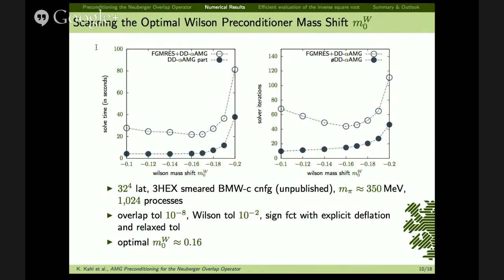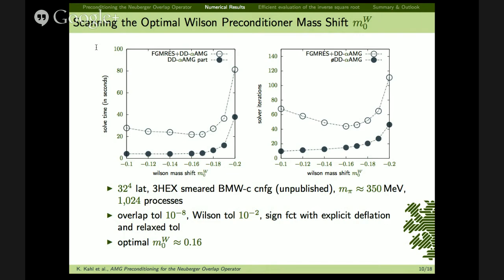What does it mean, Matthias? It's the average number of preconditioning iterations to reduce the tolerance by two orders of magnitude within the preconditioner. So this is the setting. The overlap tolerance is 10 to the minus 8. The Wilson tolerance is 10 to the minus 2.